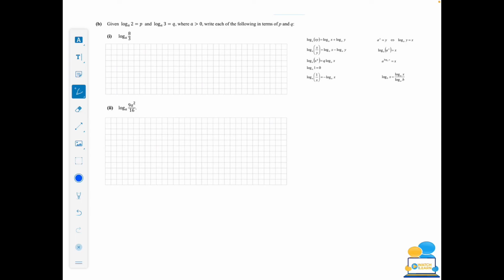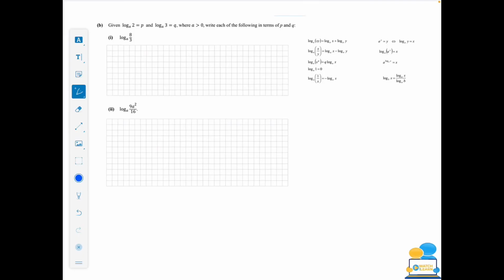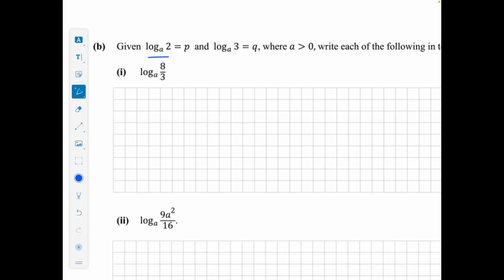Another question now, going back to 2016. So this is kind of similar, so we need to use our laws to manipulate it to make it look like the form in the question. So we're told that log to base a of 2 is p and log to base a of 3 is q. Write each of the following in terms of p and q. So in terms of p and q just means we want p and q in our answer. We're told information about log to base a of 2 and log to base a of 3, so we want those in our question.